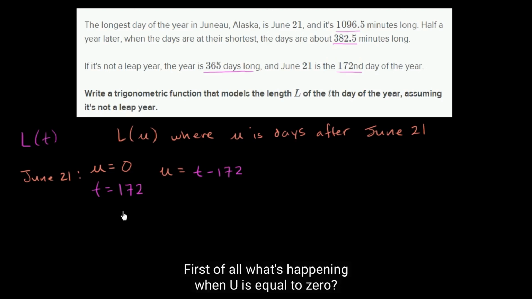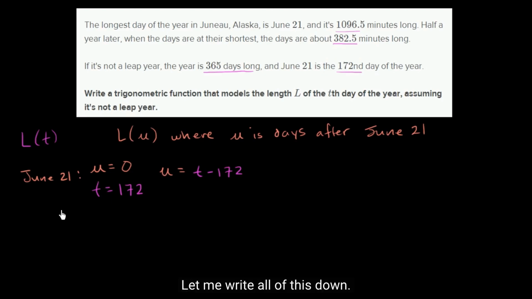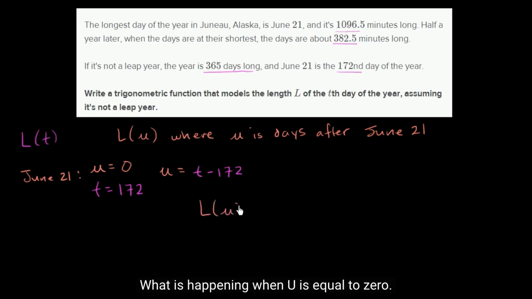So first of all, what's happening when u is equal to 0? Let me write all this down. So what is happening when u is equal to 0?